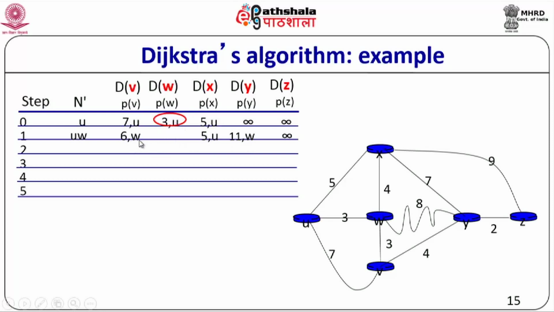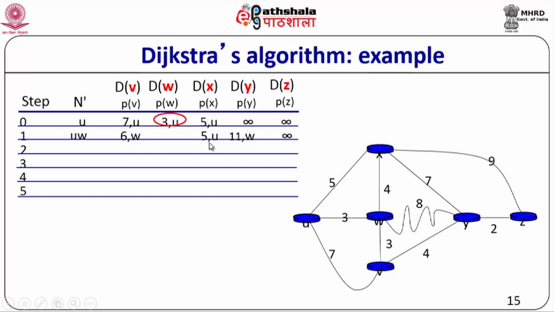Now, u to V, we originally had a distance of 7, but now u has a distance of 3 to W and W has a distance of 3 to V. So, if you take this path u to W and W to V, you get a cost of 6. You compare this cost 6 with 7 and you find that 6 is smaller. So, you will update this value here, 7 is replaced with 6, and now you know you can reach it through W. So, you put that information over here.